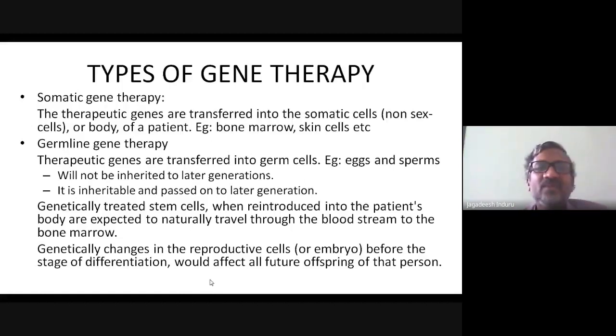So for that purpose, we need to do something. Even though it is the smallest population, we need to consider them, even though the expenses are very high. So this is being taken into account. There are two types of therapy: one is the somatic, and the other one is the germline.